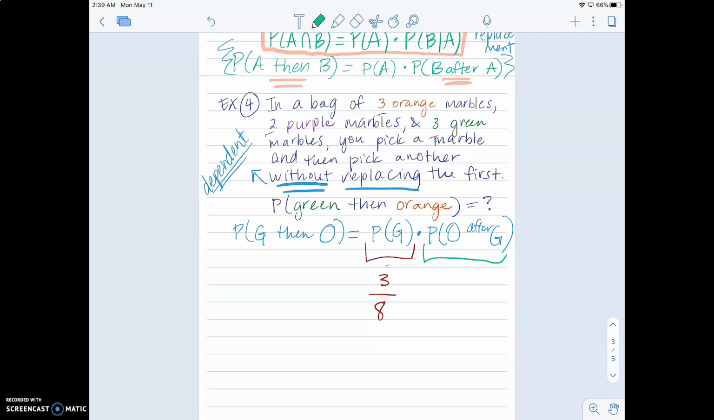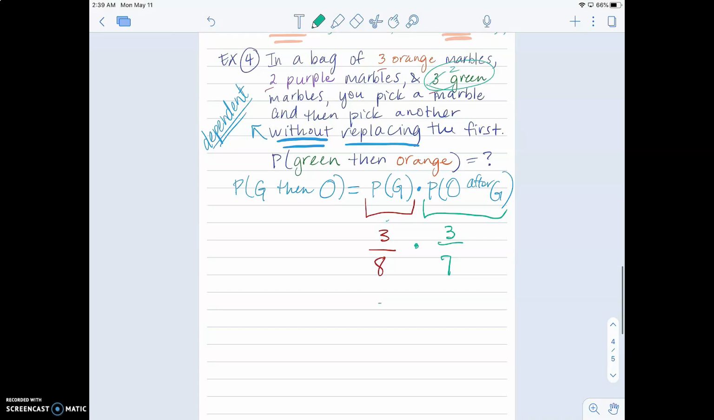So I subtract one green away, so now it's only two greens. But there's still three oranges. The only thing that's changed now is the total number. So now it's one less than 8. And then multiply. Ta-da! So on the top, 3 times 3 is 9. And 8 times 7 is 56. And I cannot simplify that, so that is my answer.